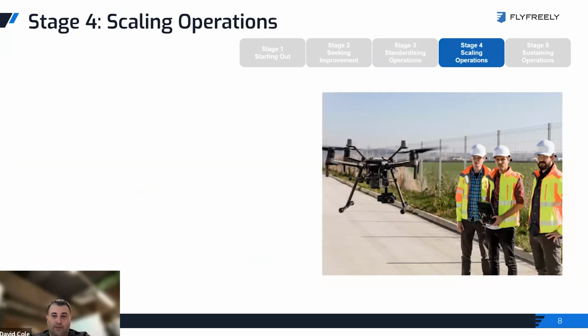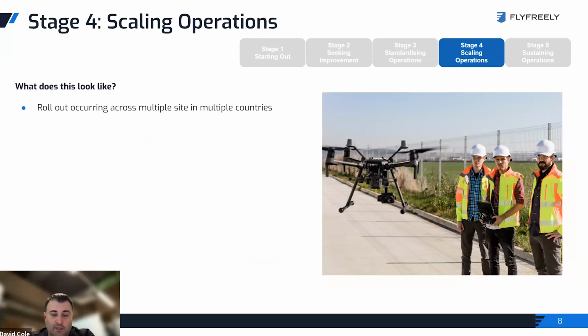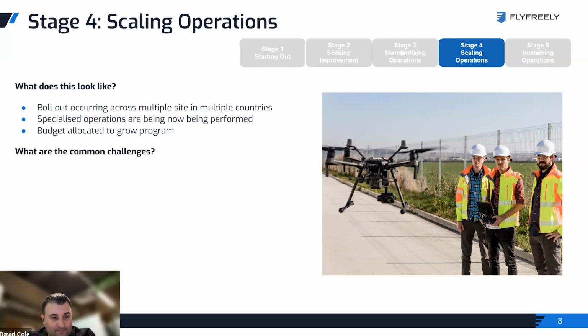So cool, you've now done that. You've been given the green light to go crazy and start scaling this up. So you'll typically start to roll out across multiple sites, depending on the organization. That might be in multiple countries as well. You're starting to get into more complex operations, so starting to look at extended visual line of sight, flying with larger drones, flying at night, et cetera, et cetera. You've got budget now. Someone said this is actually key to the organization, so we're allocating some budget to actually do this.